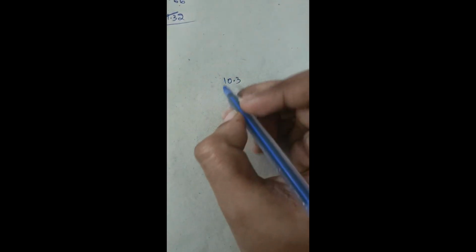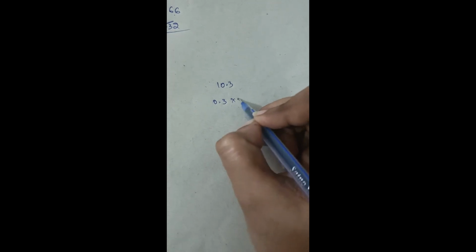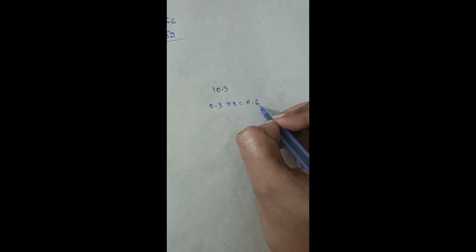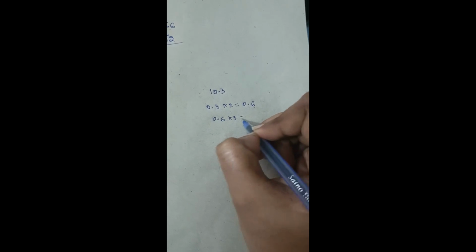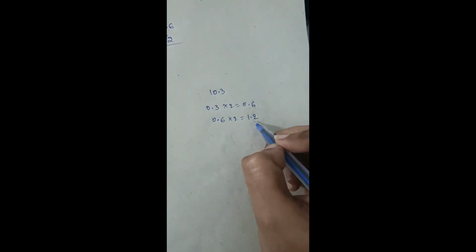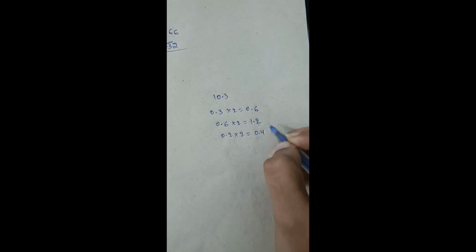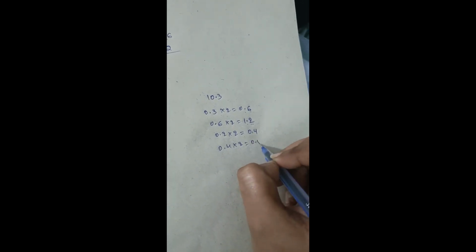Now let us take another example, 10.3. Let us see the binary value for 0.3. Multiply this by 2, then we'll get 0.6. The value after the decimal is again multiplied by 2. 0.6 into 2 equals 1.2. Then the value after the decimal, that is 0.2, is multiplied by 2. Then we'll get 0.4. Again continuing this process.